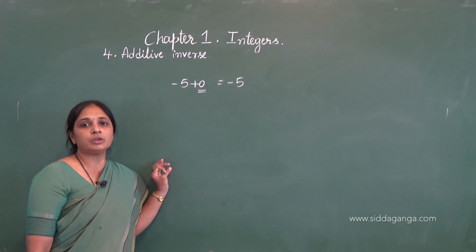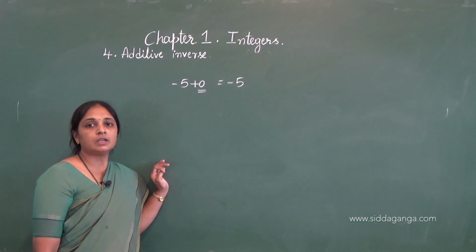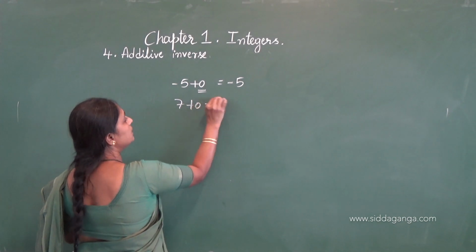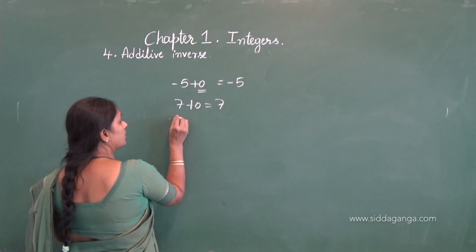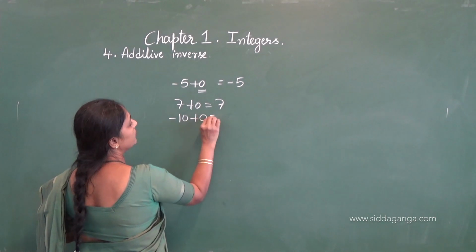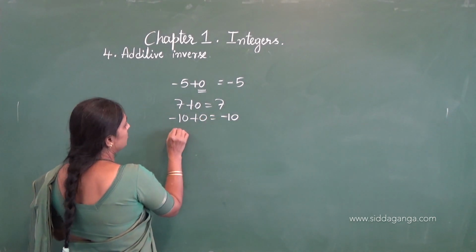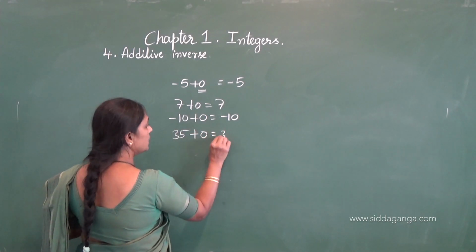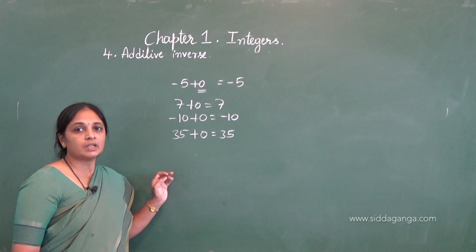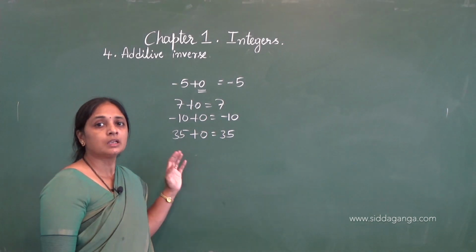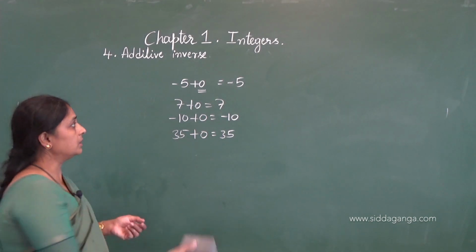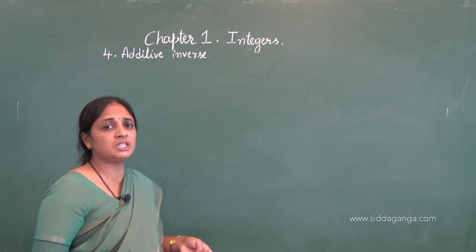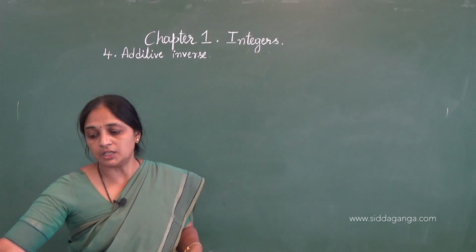So it's true for whole numbers also. When we add 0 to any whole number, we get the same number. So take 7 + 0, we get 7. -10 + 0, we get -10. 35 + 0, we get 35 as our answer. There will be no changes in the given number. Okay, here we can tell that 0 is the additive inverse for integers.